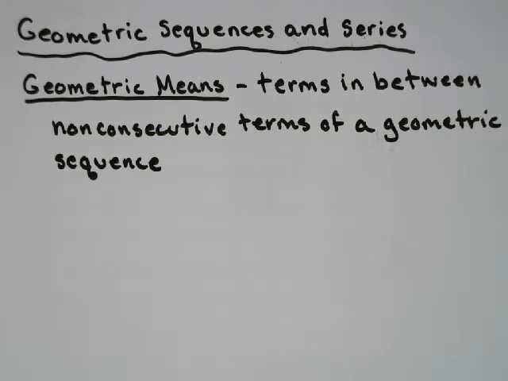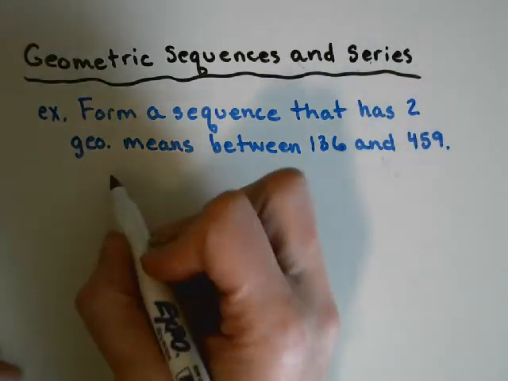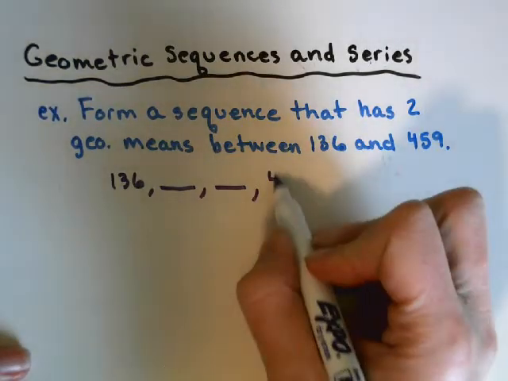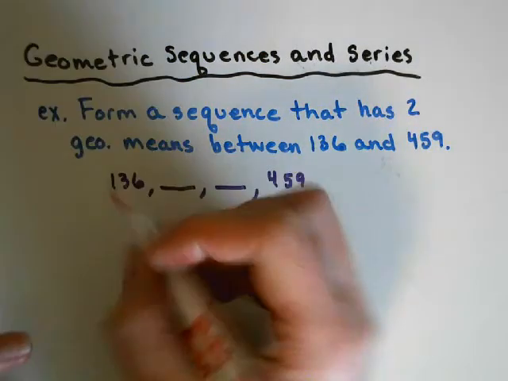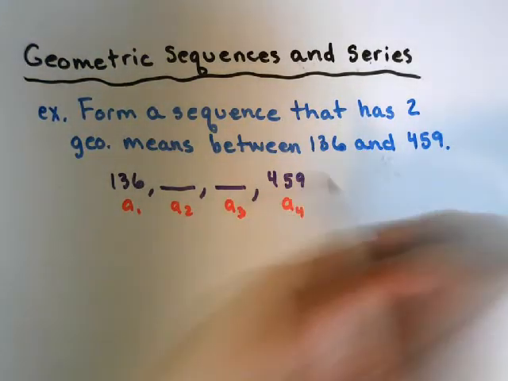So geometric means are terms in between non-consecutive terms of a geometric sequence, just like arithmetic means were in between arithmetic terms. Okay, so our next example: form a sequence that has 2 geometric means between 136 and 459. So I've got 136, some number, some number, and 459. So this is a1, a2, a3, and a4.